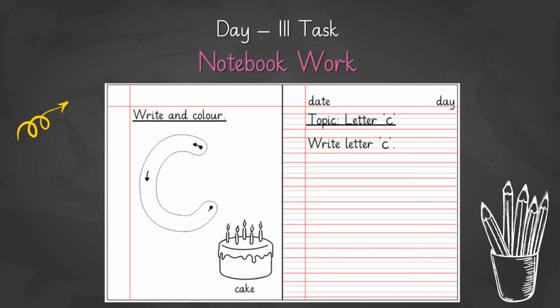This is your day 3 task. This task should be done in your notebook. On first page, in the hollow letter, start from the starting point and follow the arrows. You need to write K as many times as you can with different pencil colors, and you need to color in the picture of cake, or you can make any other picture that begins with the sound K. And on the second page, write K in between second and third line.